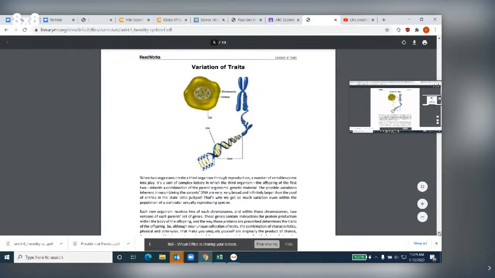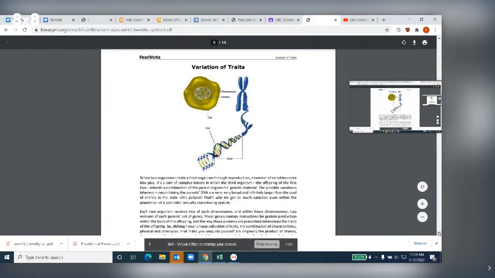It says when two organisms create a third organism through reproduction, a number of variables come into play. It's sort of a complex lottery in which a third organism, the offspring of the first two, inherits a combination of the parent organisms' genetic material. The possible variations inherent in recombining the parents' DNA are very broad and infinitely larger than the pool of entries in the state lotto jackpot. That's why we get so many variations, even within the population of a particular sexually reproducing species.